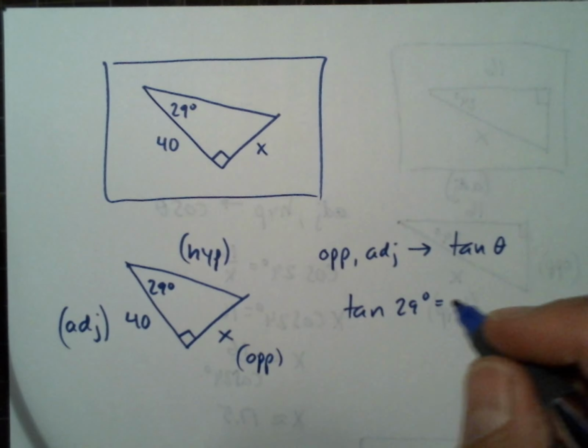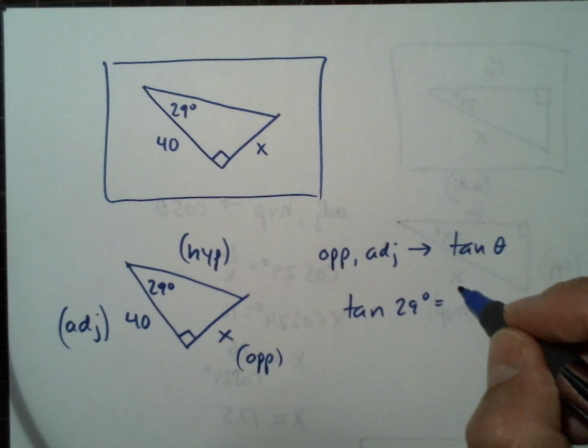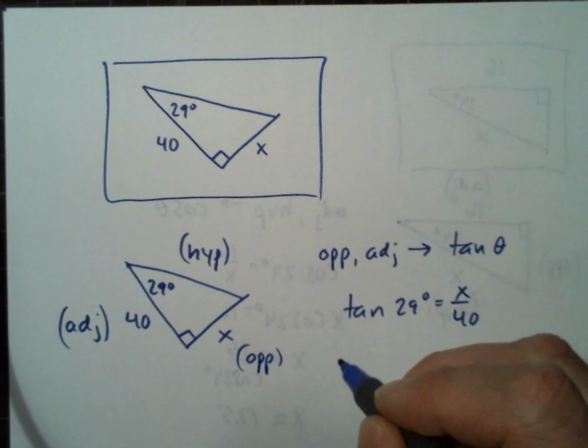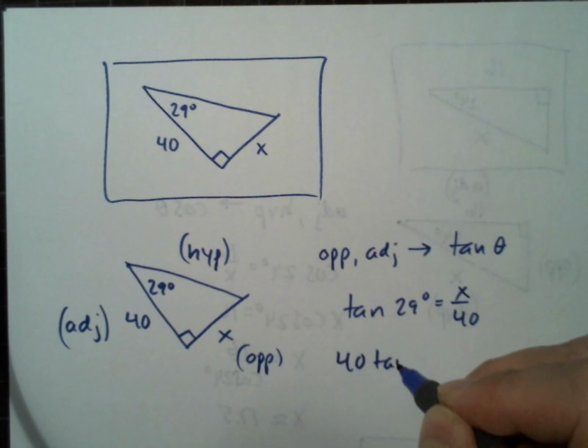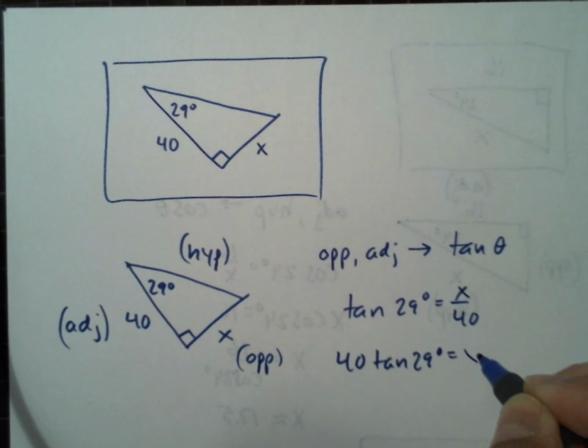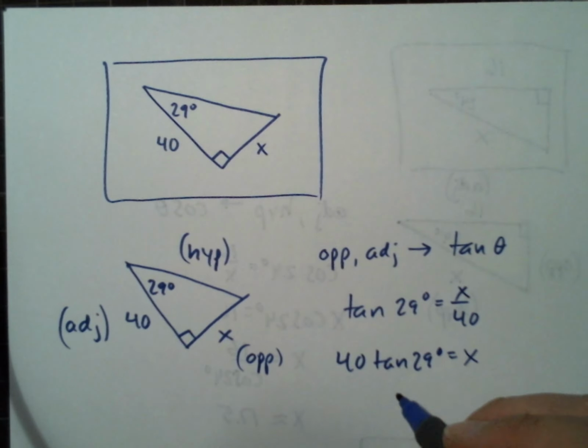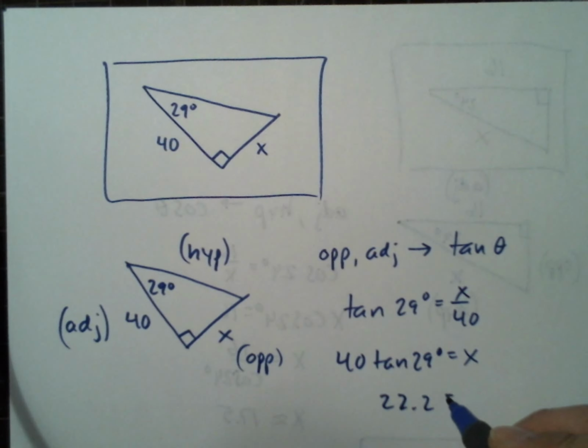Tangent of 29 is x over 40. And on the calculator, we get 22.2 is approximately equal to x.